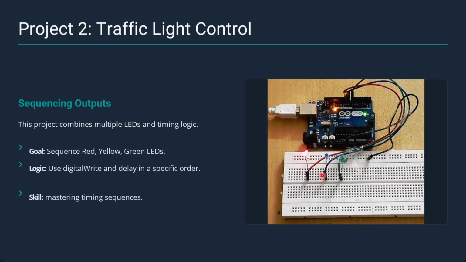Okay, next, project 2, that is traffic light control. The real world is not only on and off. It is continuous, right? Analog input. How does Arduino read this continuity? That is nothing but a voltage range from 0 to 1. Here we will make a simple traffic light control using three LEDs, red, yellow, green. This project combines multiple LEDs and time logic, to understand and master time sequences. We will use digitalWrite and delay in a specific order.